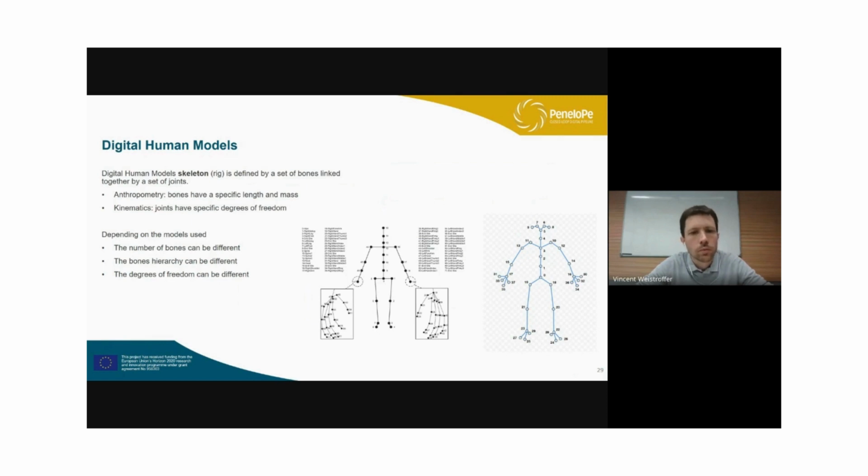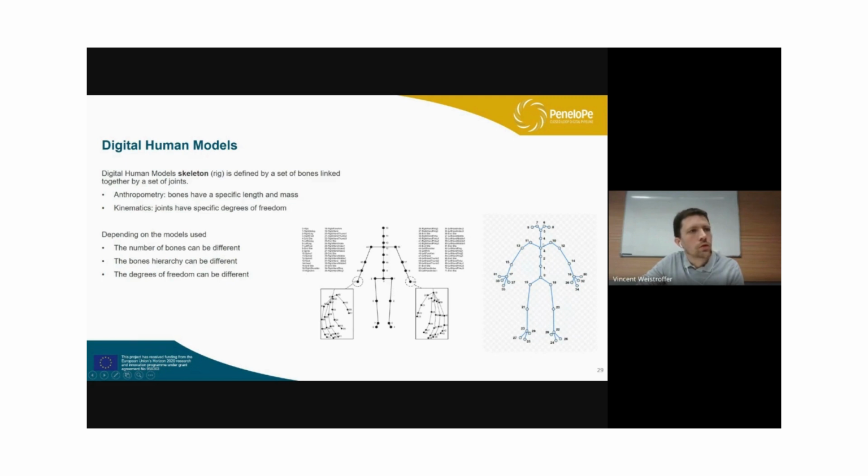I can give you some examples. Here in the two pictures, you see a hierarchy of bones. I guess it's one from the Perception Neuron software. So you have two legs, two arms, a neck, a head, different bones to define the lumbar spine and the thoracic spine, and you also have different bones to model the fingers and the hands.